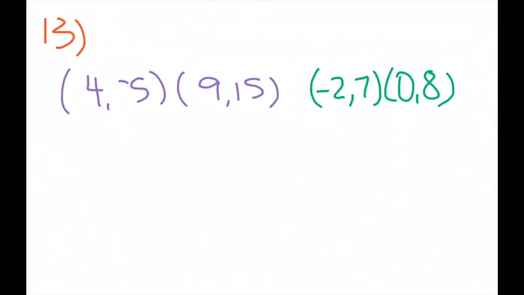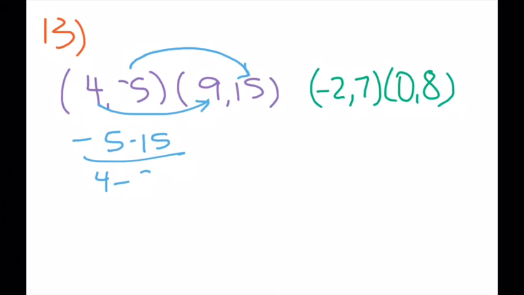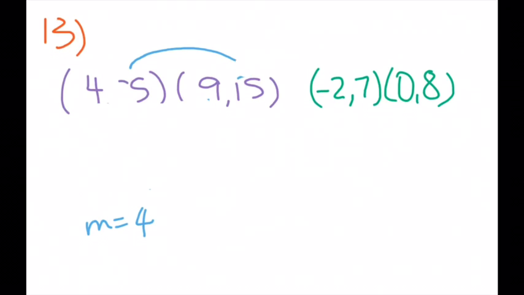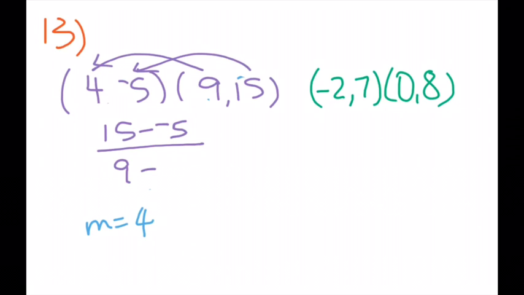Number 13, the slope, I'm going to say negative 5 minus 15. And so if I say negative 5 minus 15, I have to say 4 minus 9. And so then I would get negative 20. Watch your signs. 4 minus 9 is negative 5. Negative 20 divided by negative 5 is positive 4. Now just FYI, if we did this in the other direction, if I would have done 15 minus negative 5, then I would have to do 9 minus 4. And so that's going to be positive 20 over positive 5, which would still give me 4 for my slope.